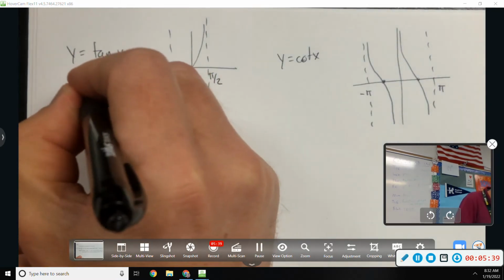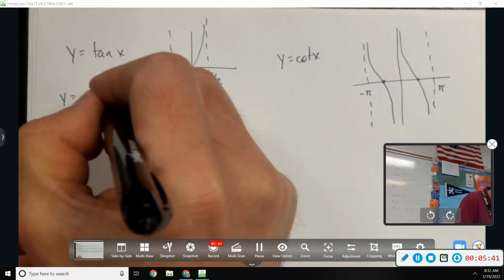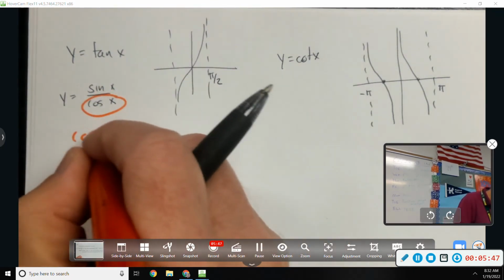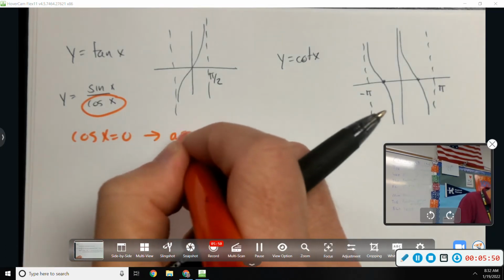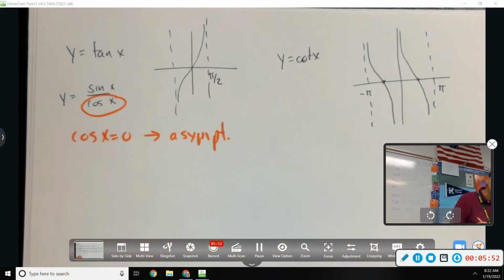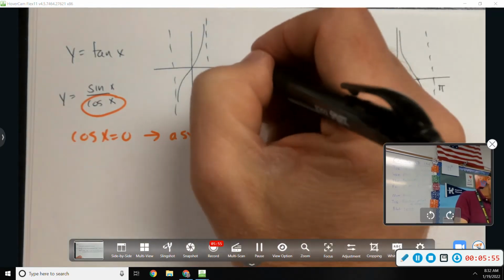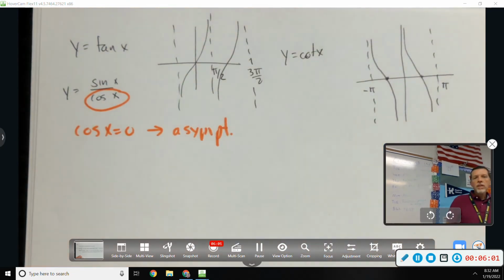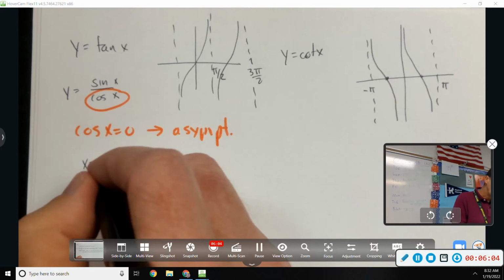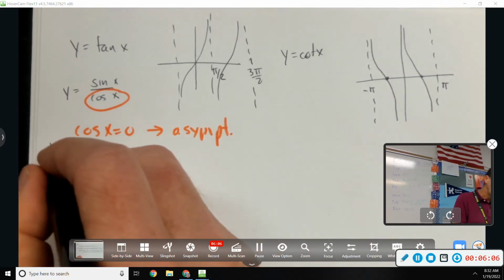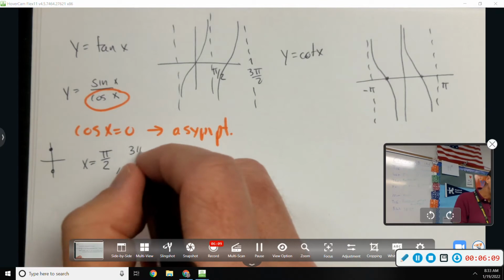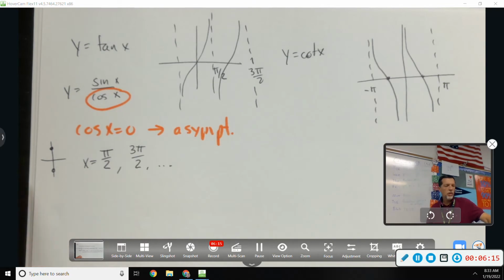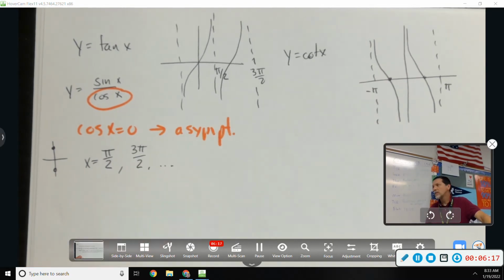Because tangent is sine over cosine. So wherever cosine is 0, that leads to asymptotes, because that means the bottom is 0. Well, cosine is 0 when x is pi over 2, thinking about the unit circle here, 3 pi over 2, etc. So that puts an asymptote at pi over 2 and 3 pi over 2 and all the pi over 2's.